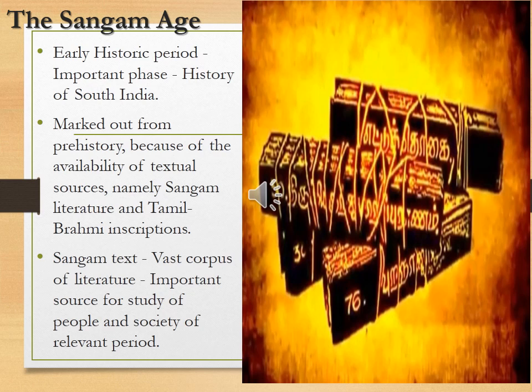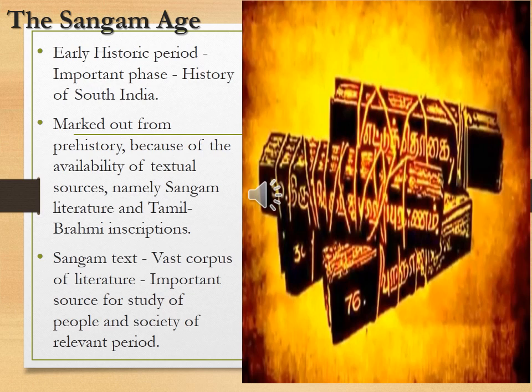The Sangam Age period is marked out from prehistory because of the availability of textual sources, namely Sangam literature and Tamil Brahmi inscriptions. It is a very important period because from this period onwards we have written evidence. Before the Sangam Age, the period was called prehistory, because there is no written evidence.